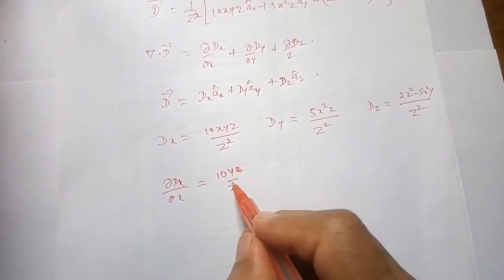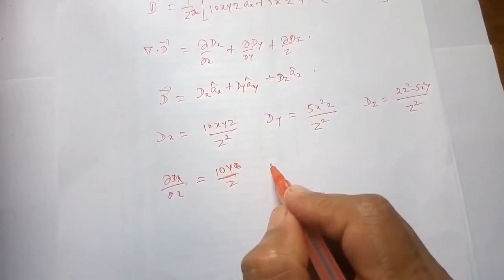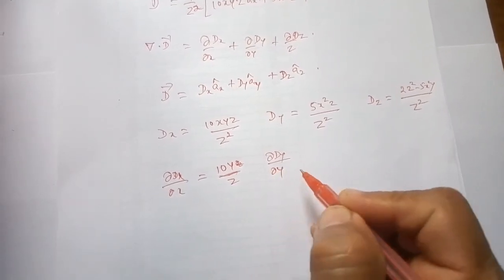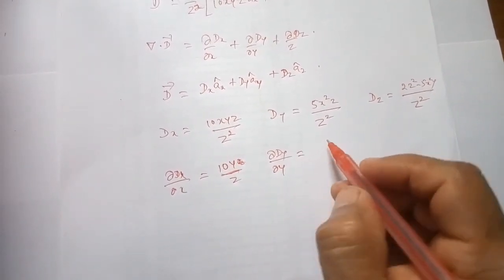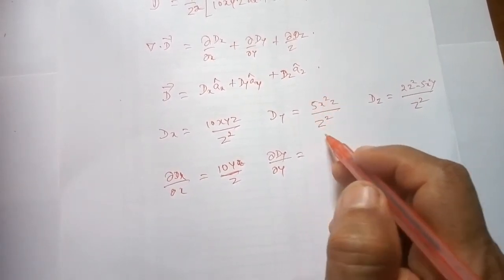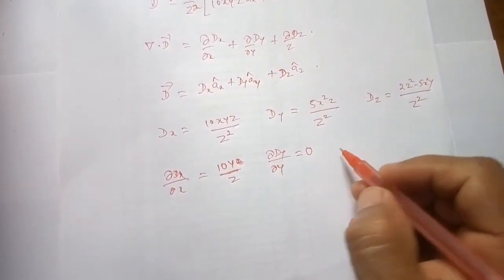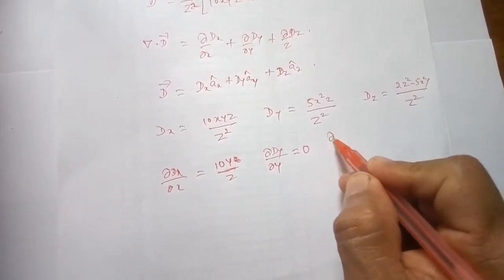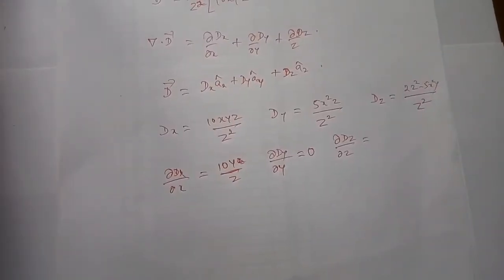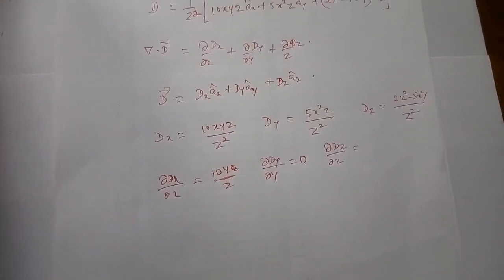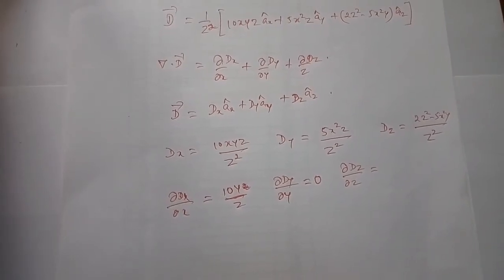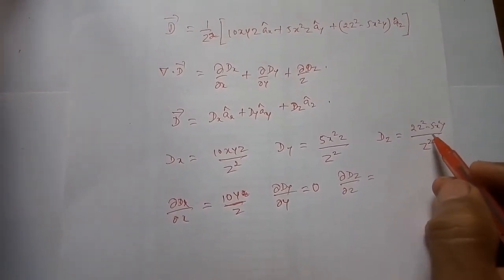10 into 10y divided by z. ∂/∂y of Dy is equal to, so there is no y term, whole thing is a constant, so therefore it is 0. Next, ∂/∂z of Dz, so there are two parts actually, two parts.